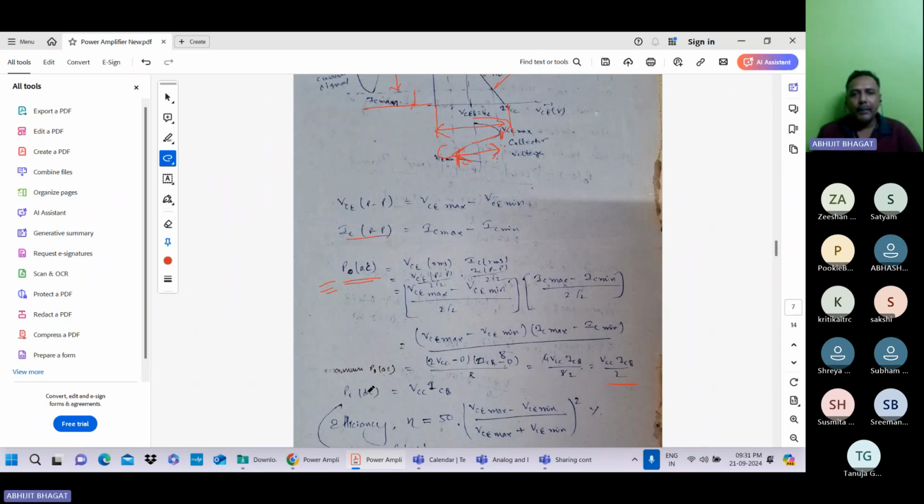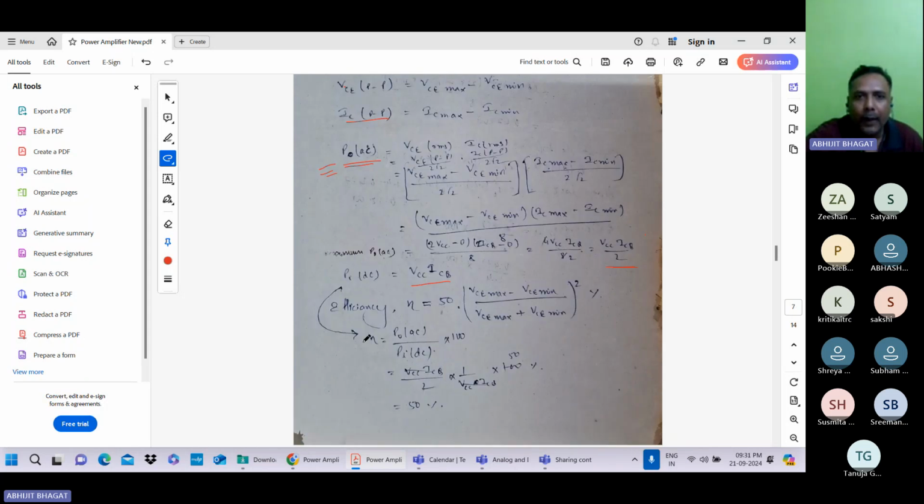Next, input DC power. We discussed in the previous class, input DC power equal to VCC into ICQ. Same. Next, we are finding the efficiency. So efficiency equal to output AC by input DC. Put this value for output AC and input DC. You are multiplying by 100 for the percentage. Here you are getting the efficiency 50%.